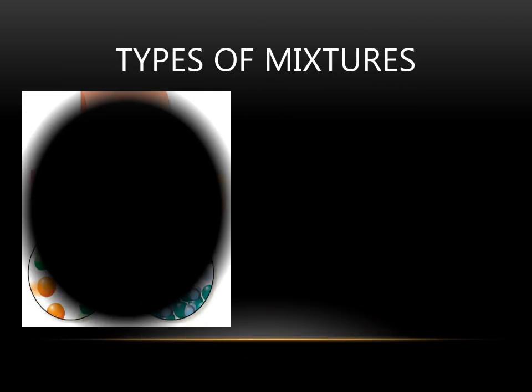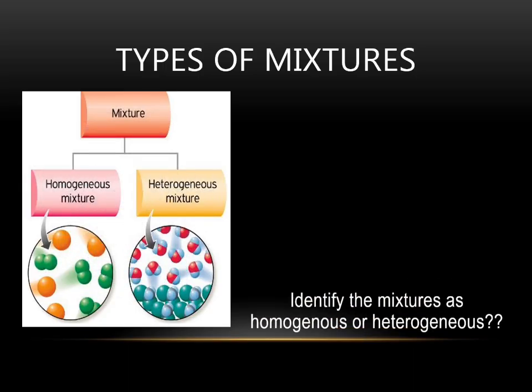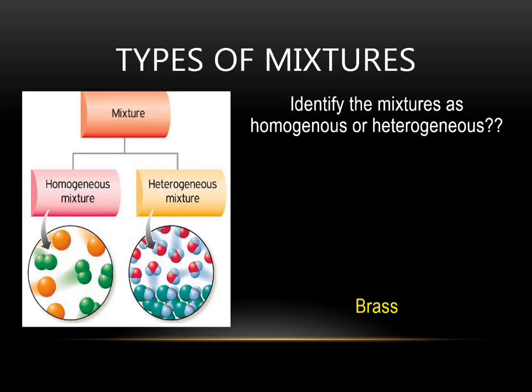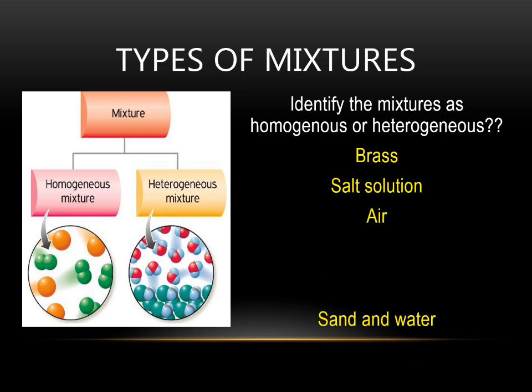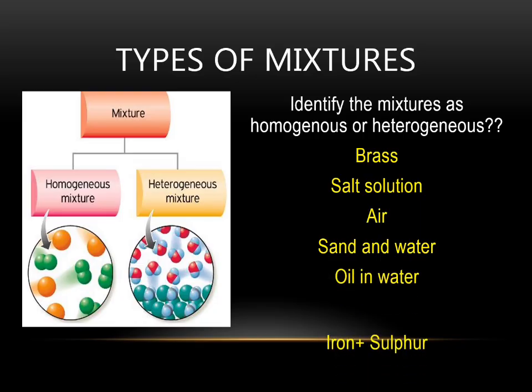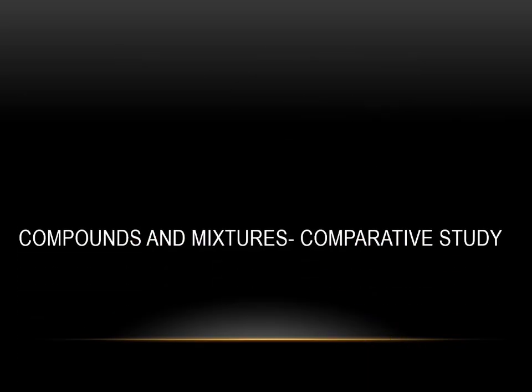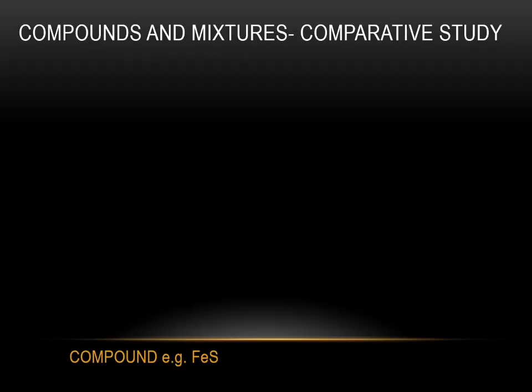Types of mixtures can be homogeneous and heterogeneous. You identify what is brass. Brass is an alloy, so homogeneous mixture. Salt solution is also a homogeneous mixture. Air, sand and water, and oil and water, they are all heterogeneous. Compound and mixtures comparative study. You can have a look here.